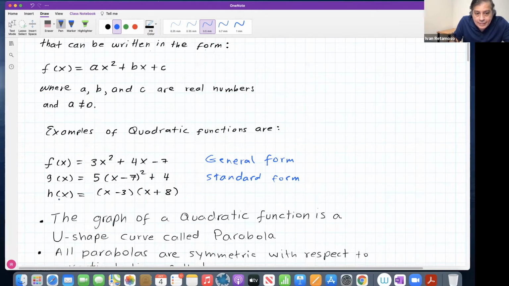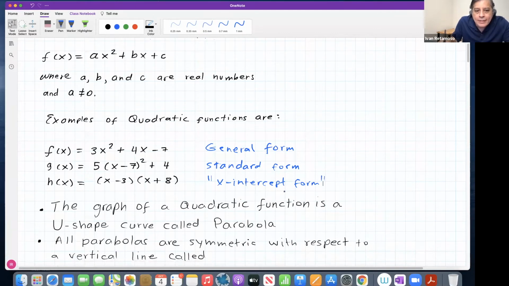All right, so now the last form is this: (x minus 3) times (x plus 8), for example, right? This is what mathematicians call x-intercept form, sort of informally, because it shows where the x-intercepts are, right? I will explain that.